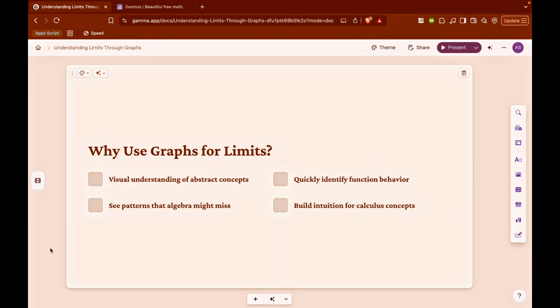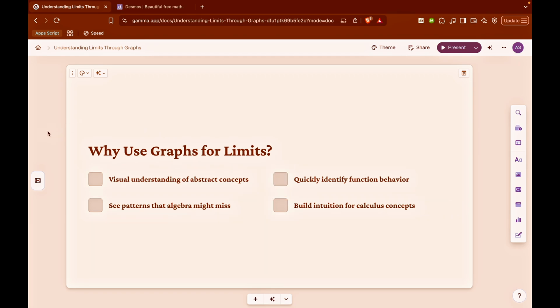There are a few reasons why one would even use graphs for limits in the first place. The first is a visual understanding of abstract concepts. Basically, limits are not always easy to understand, and they can be quite confusing, often taking a lot of algebraic manipulation and a very solid understanding of algebra.